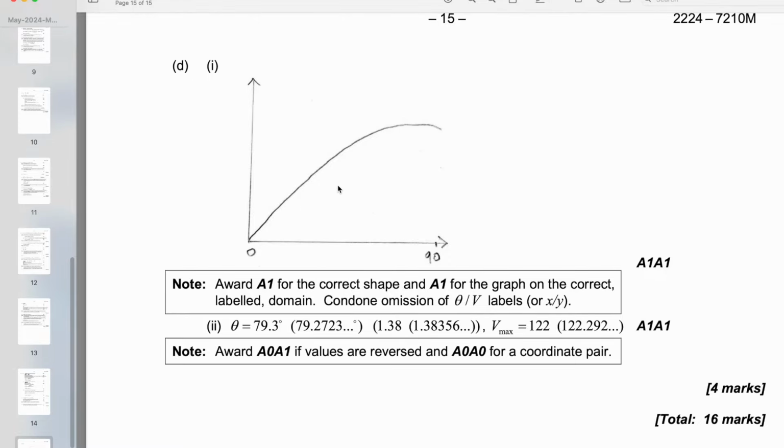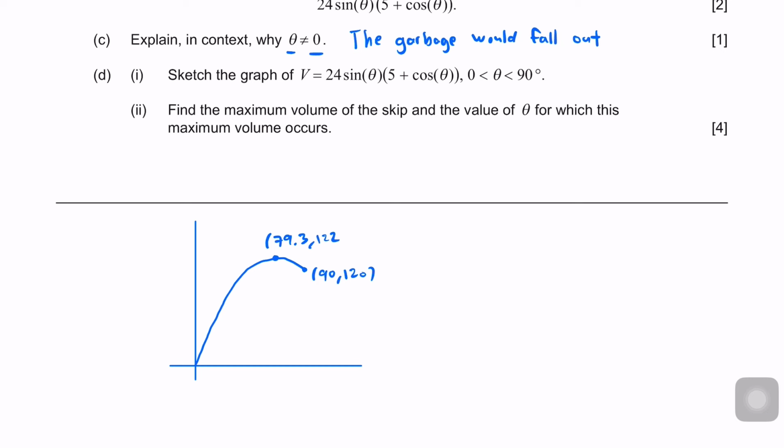So I'm going to go back to the document here, and this is maybe more complete. This is theta, this is volume. Not a bad idea to put arrows here. Here's our origin that we go through, and this is the endpoint of 90. I think this already shows that it's 90.